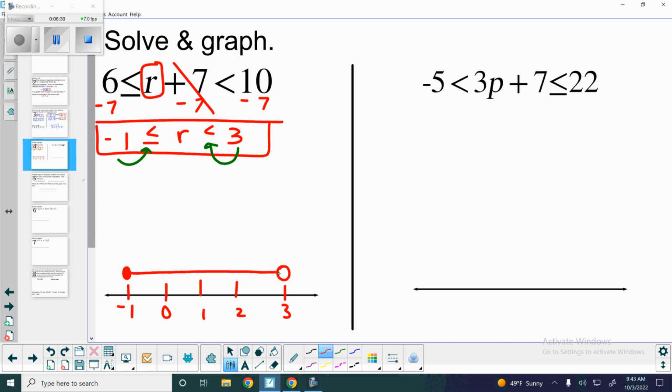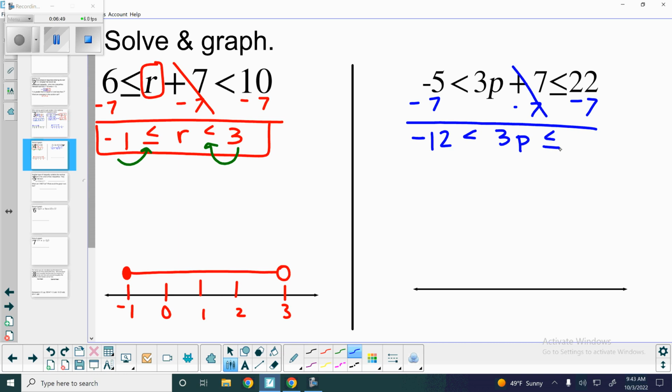Now on the second one on the right side, you have a little more to solve to get p by itself. I'm going to start with the 7, subtract 7 from both sides. I guess I should say all sides instead of both sides. So that would be negative 12, 3p, and then 22 minus 7 on the other side, that's going to be 15.